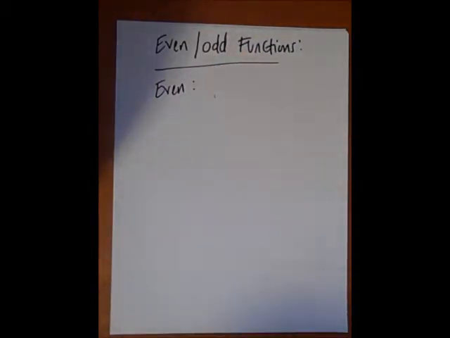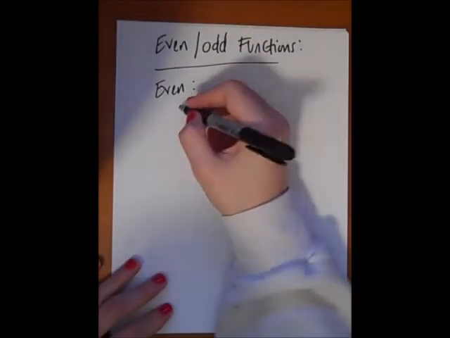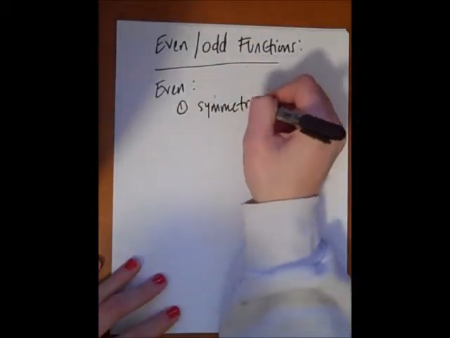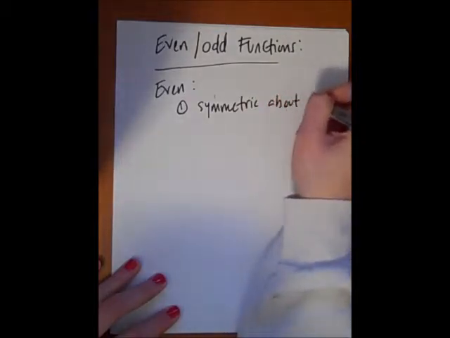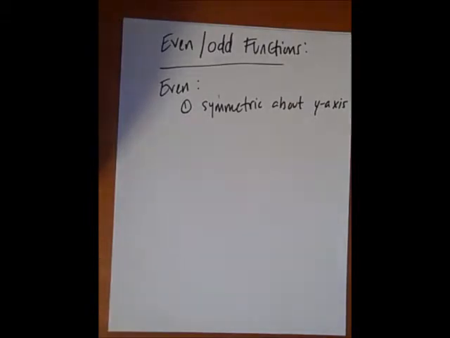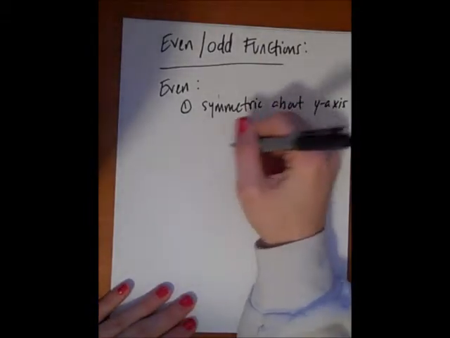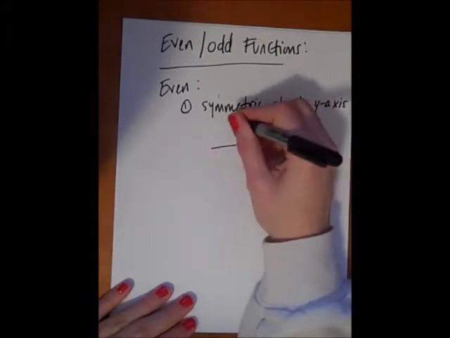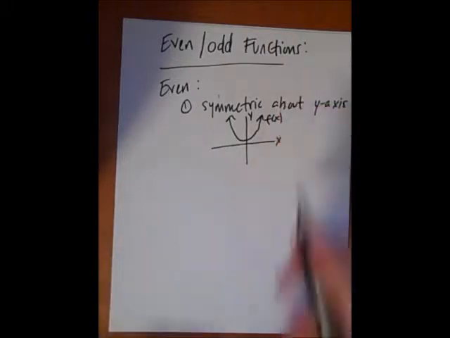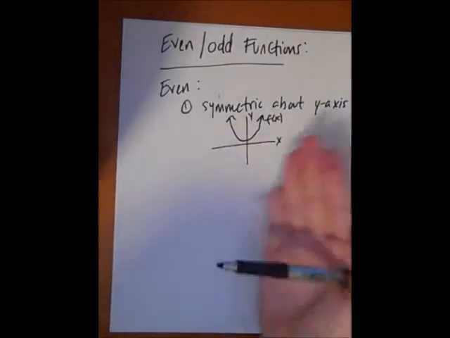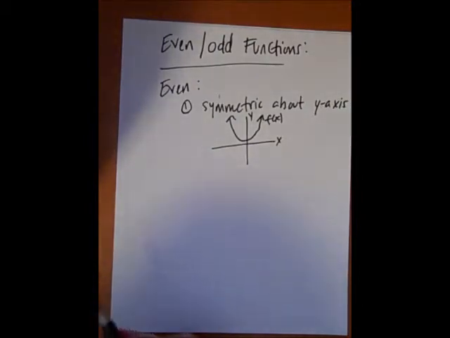There are a couple ways you can look at it. You can say, first, it's symmetric about the y-axis. So if you have the picture of the graph and it's symmetric about the y-axis, then it's even. An example of this would be, here's my x-axis, here's my y. If I treat the y-axis as a mirror, it's the same on both sides. So that means symmetric about the y-axis.